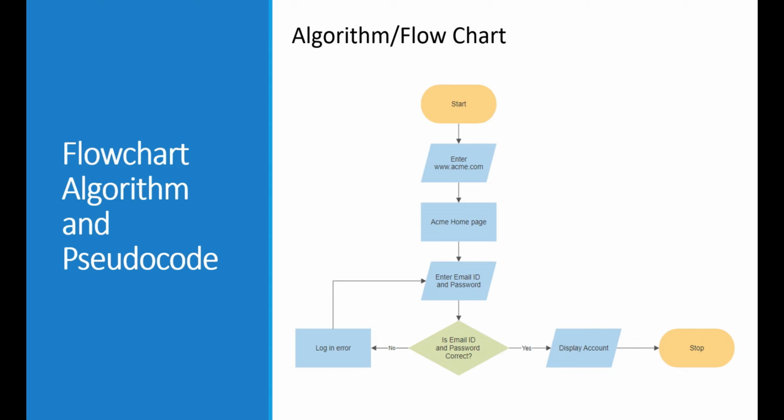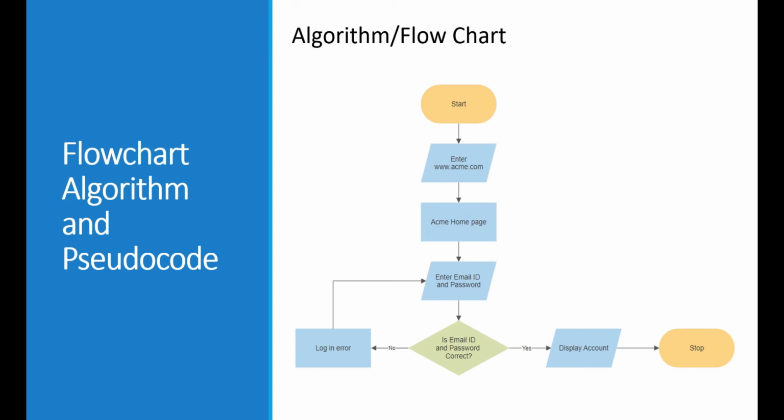We start here, our user would enter the website, they would go to the home page, they would enter the email ID and password, and then a decision will be made. Is the email ID and password correct? If yes, then display the account information and stop. But if no, then log an error, and then we'll allow the user to enter the email ID and password again. So writing this out gives you an idea of how you're going to actually program your application. This is why this is the first step, so that you can visually see how you're going to actually write your program.